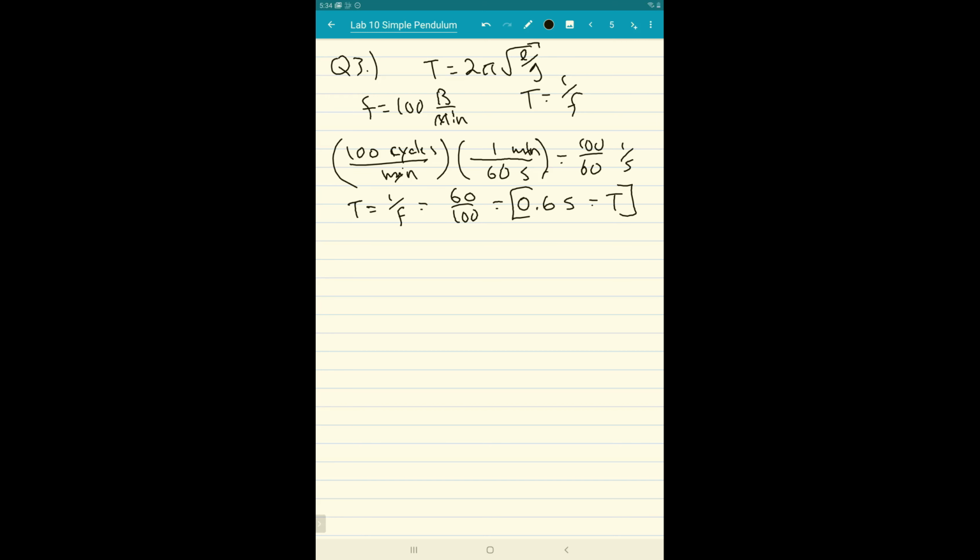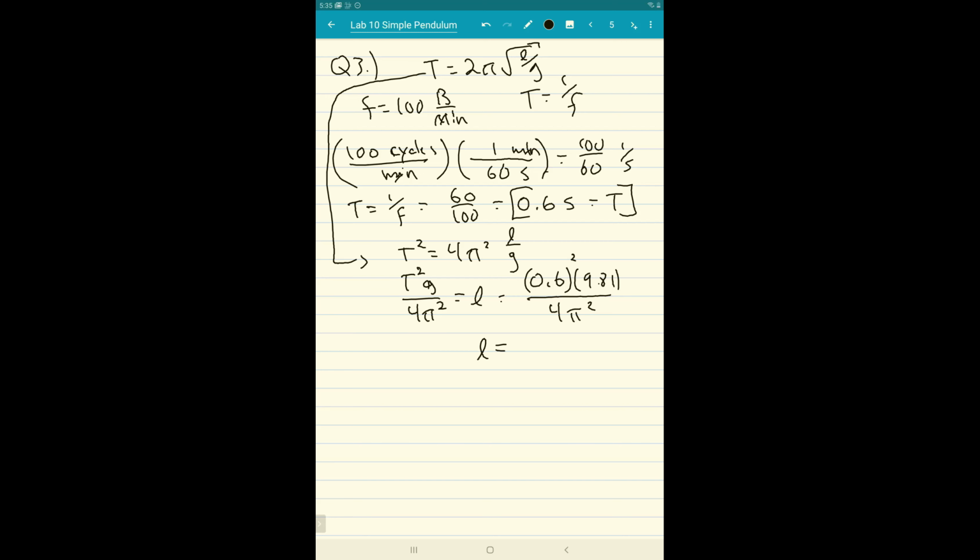So I can take this equation for T, and I can square both sides. I'll get T squared equals 4 pi squared times L over g. I can move the g up with the T, move the 4 pi squared down to the bottom, so I'd have T squared g over 4 pi squared equals L, right? And then all I have to do is throw in that period there, 0.6 squared times 9.81 over 4 pi squared, and then my L is equal to whatever that is, and you can go ahead and do that.